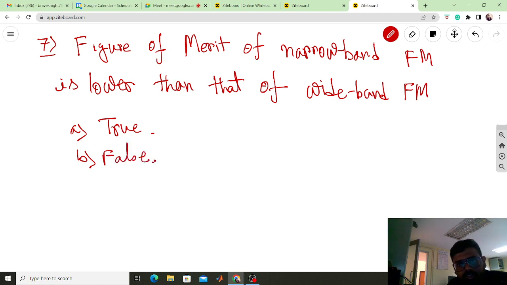I think everybody knows what is narrowband FM and wideband FM. So, what is the right option? I feel it is false because figure of merit of both narrowband and wideband should be the same. Okay.